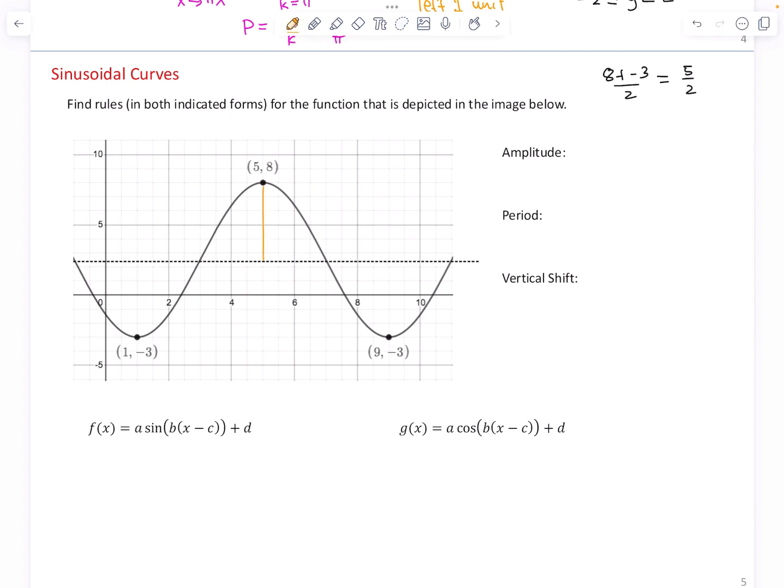Now from the midline, we would go up a total of 5.5 units, and go down 5.5 units to find my maximum and minimums respectively. This tells us that the amplitude is 5.5.